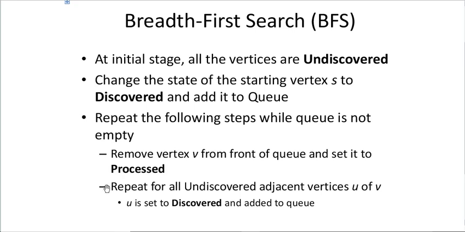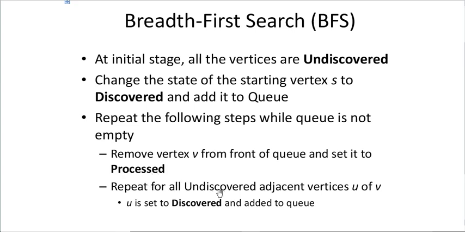Now, let us see what happens inside these steps. Remove vertex V from the front of the queue. Point to be noted, the deletion is done from the front side of the queue. And set it to processed. Initially, the start vertex S is in the queue. So we would remove it and make it processed. Thus, it would become black in color.